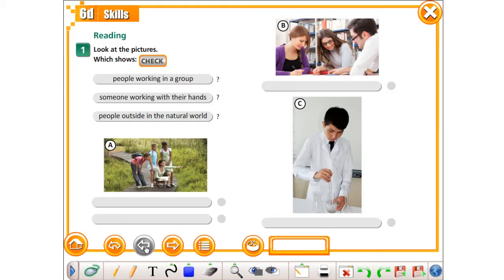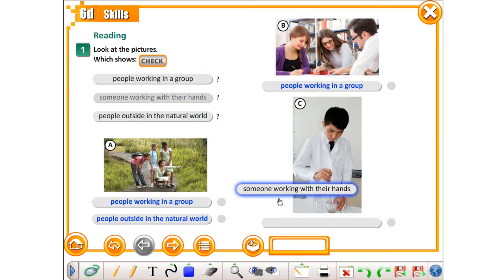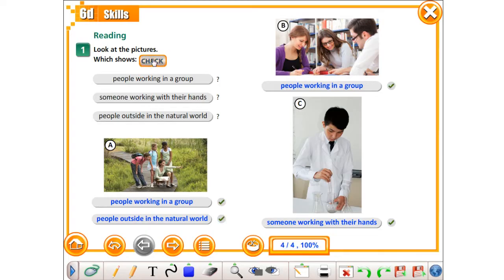Exercise 1. Look at the pictures which show people walking in a group, someone walking with their hands, people outside in the natural world. Picture A has two answers. Let's check. Picture A: people walking in a group, people outside in the natural world. Picture B: people walking in a group. Picture C: someone walking with their hands. Check. You are right.